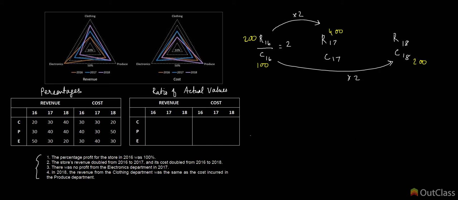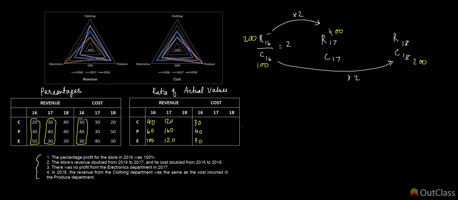So if cost 16 was 100, then the percentages 30, 40, 30 will become values 30, 40, 30 themselves, no change. But if revenue 16 is 200, I'm going to take these percentage values and I'm going to double them, and I'll get 40, 60, 100. Now revenue 17 is even double of that, so these numbers will have to be multiplied by 4. So I'll have 120, 160, 120.